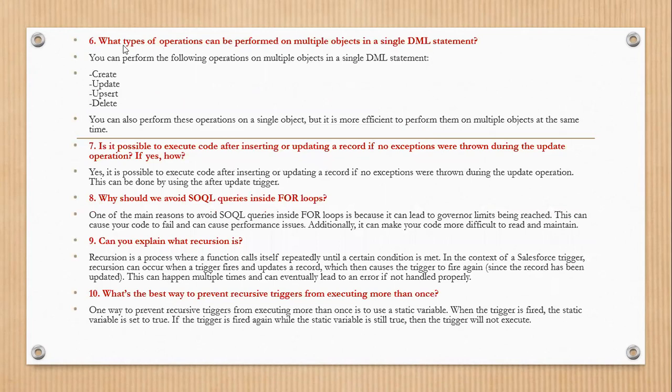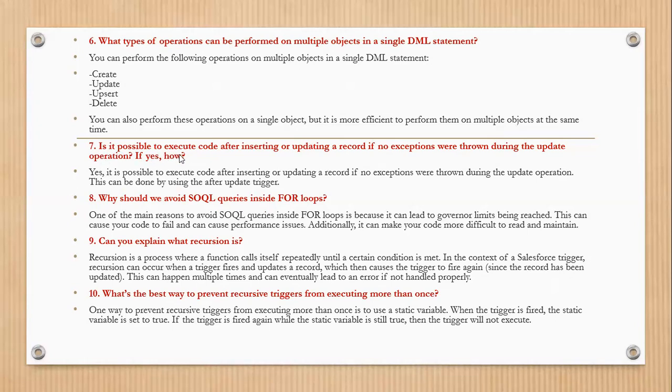Next question: what types of operations can be performed on multiple objects in a single DML statement? You can perform the following operations on multiple objects in a single DML statement: create, update, upsert, and delete. You can also perform the operation on a single object, but it is more efficient to perform it on multiple objects at a time.